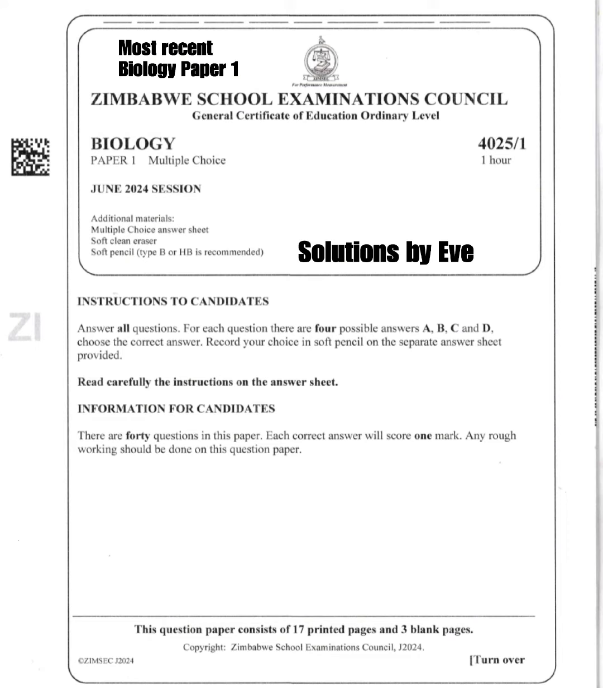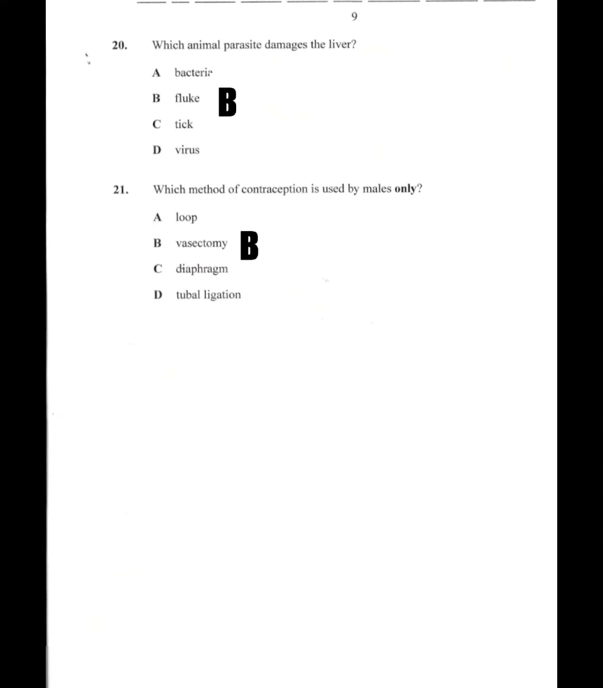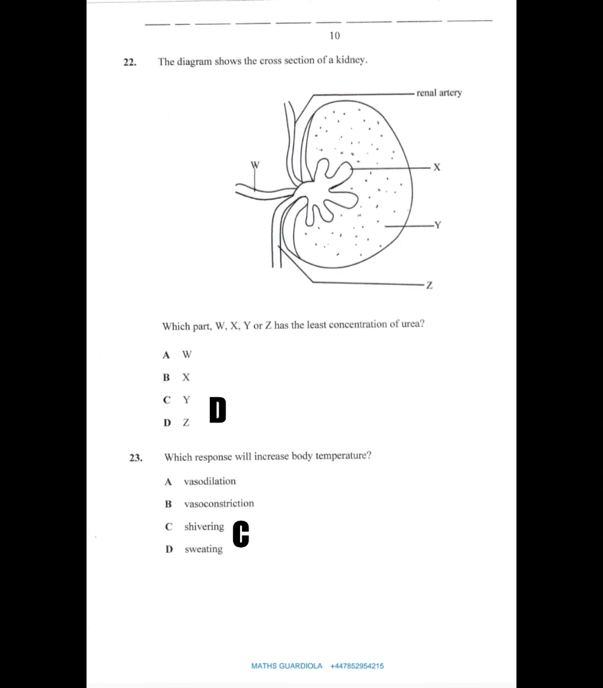Let's get started. Number 21, which method of contraception is used by males only? The correct answer is B, which is vasectomy. I'm going to explain what vasectomy is. It is a form of male birth control that cuts the supply of sperm to their semen. Let us move on to number 22.